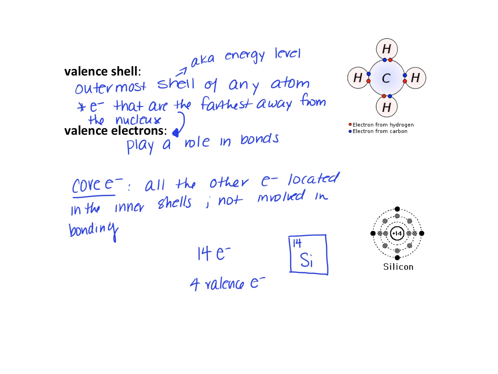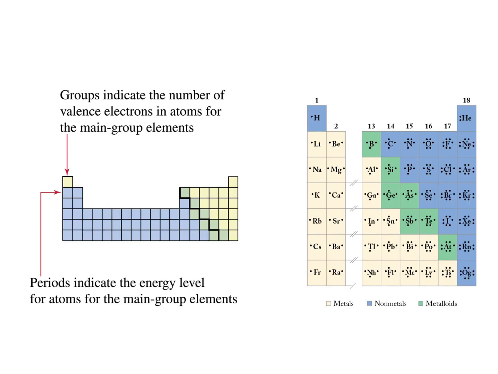We can also figure out how many core electrons it has by taking 14 and subtracting 4. And so now we know we have 10 core electrons. Now, if I don't have this image to look at, how would I know how many valence electrons that silicon has? Well, the periodic table helps us out. We can look at the periodic table and it can tell us how many valence electrons our main group elements have. So let's talk a little bit about periodic table lingo for just a second.